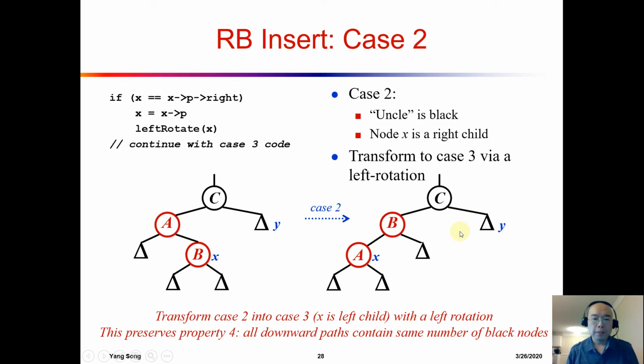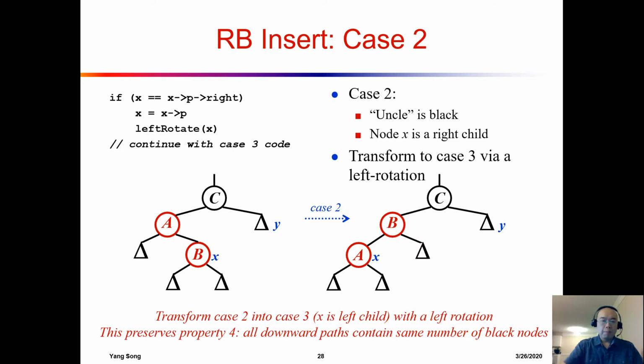Okay? So, case number two. Case number two is a tricky case because the rule is: if the new node X's uncle is black, and the node X is a right child. The scenario should be like this. The new node X is a right child, and the parent A is also red, but the uncle is black. So you may ask, why is it a triangle?